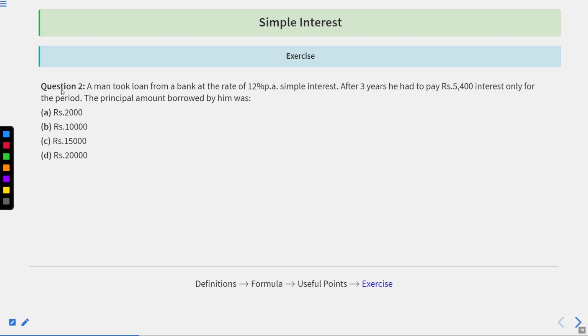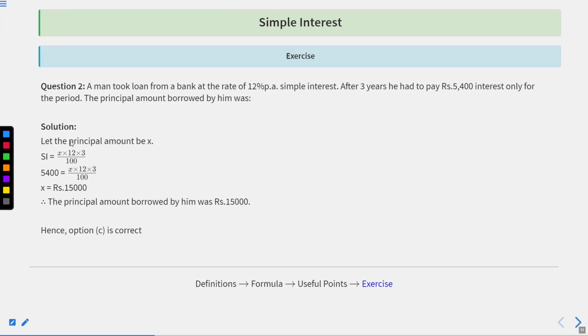Now, question number 2. A man took a loan from bank at the rate of 12% per annum simple interest. After 3 years, he had to pay 5,400 interest only for the period. So what was the principal amount borrowed by him? So in this question, a man took a loan and the rate of interest was 12% per annum. So after 3 years, he paid a total interest of 5,400 rupees. So what was the initial money that was borrowed by him? That is what we have to find out here.